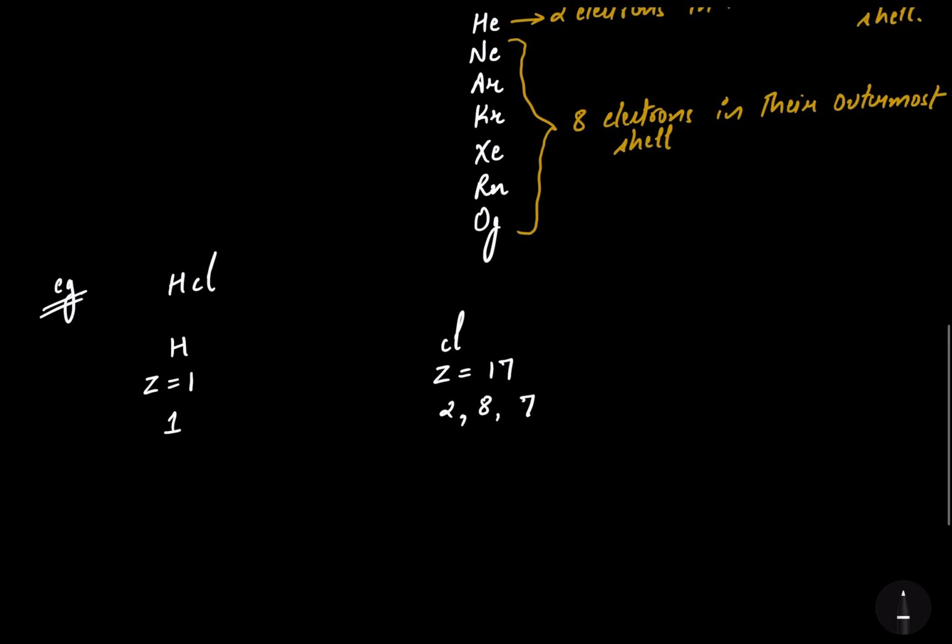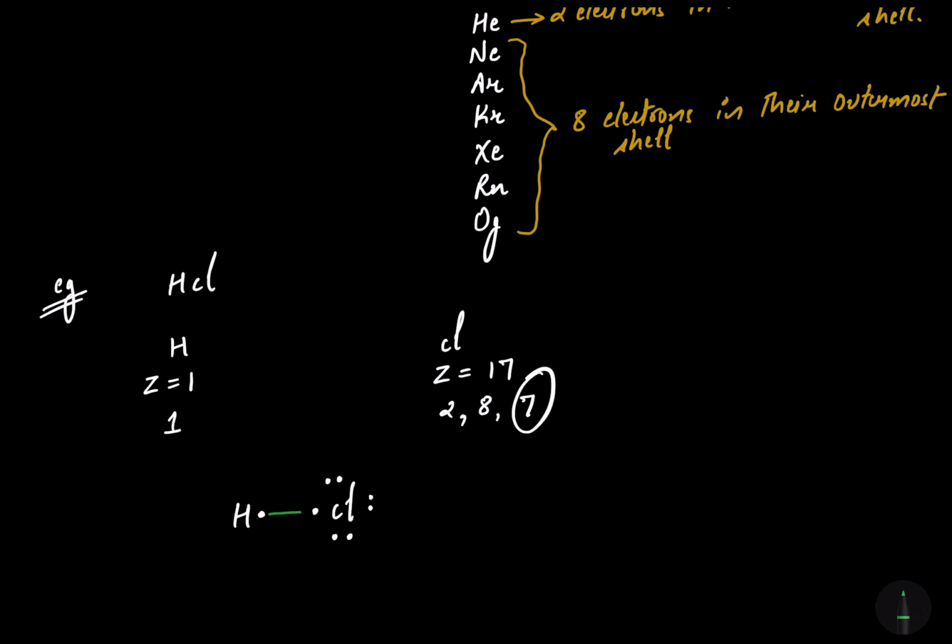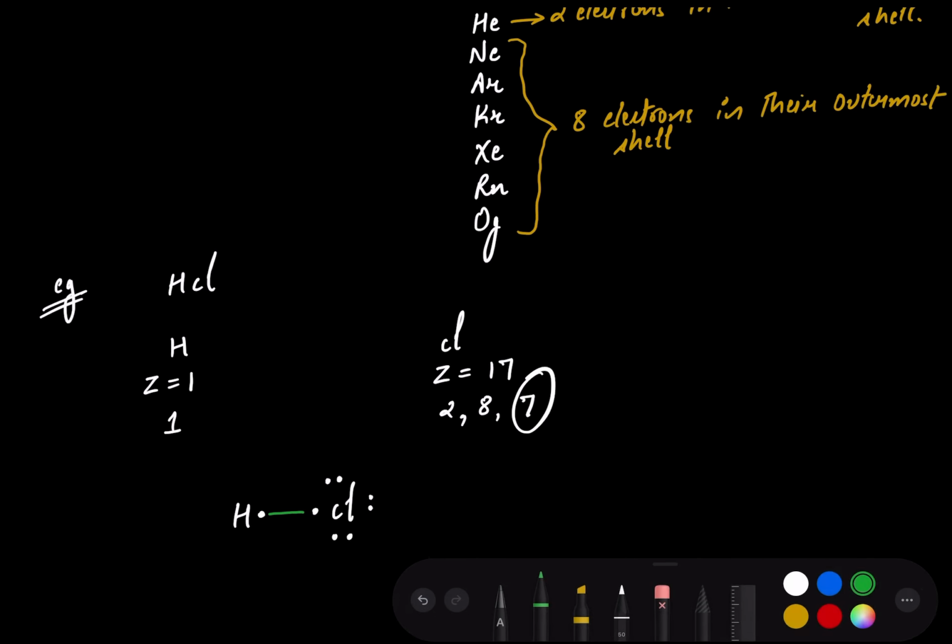That means when we draw the Lewis structure of hydrogen and chlorine, I am taking hydrogen with only 1 electron in its outermost shell, and for chlorine we are taking a total of 7 electrons in its outermost shell. That is 1, 2, 3, 4, 5, 6 and this 7. Now what's going to happen? Hydrogen and chlorine will share 1 electron with each other. If we share 1 electron with each other, then what's next going to happen?